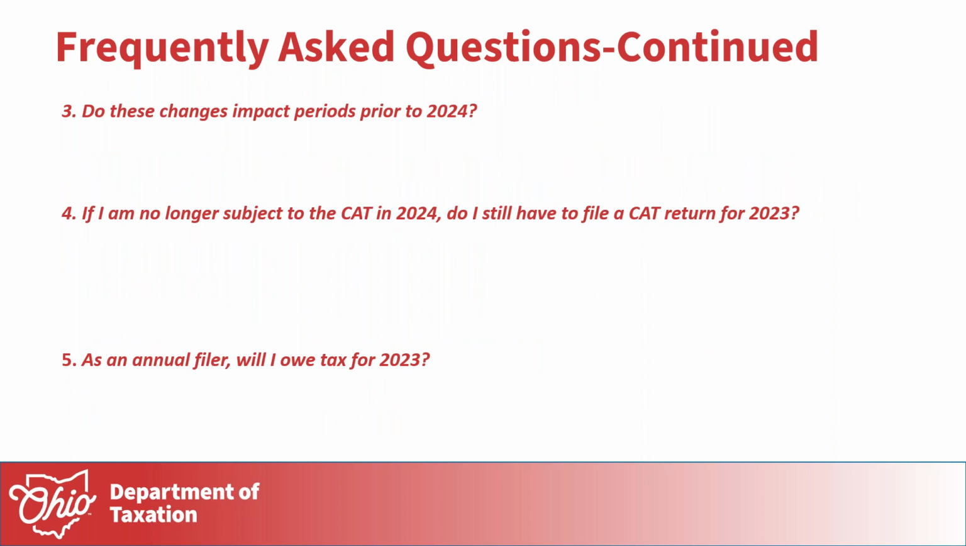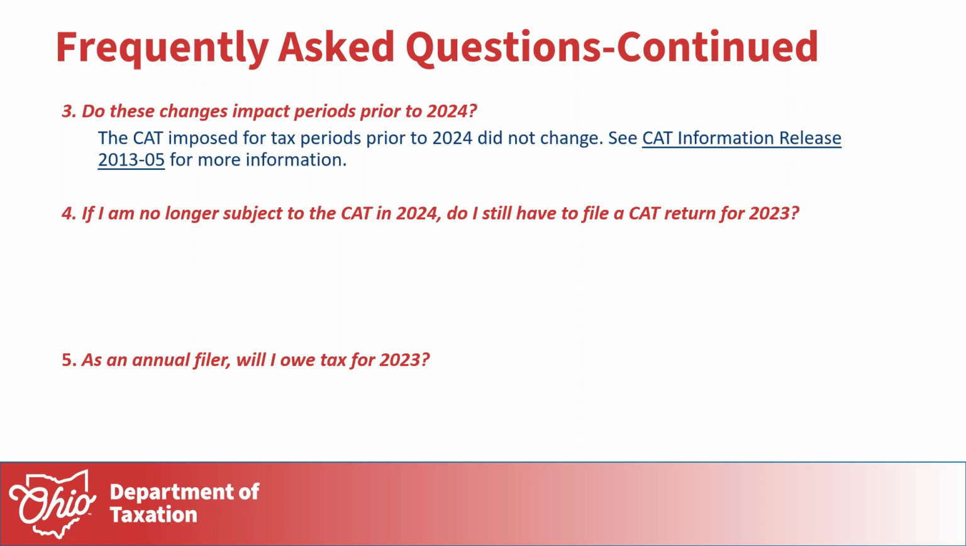Question number 3, do these changes impact periods prior to 2024? We do have an information release on this subject. It explains the tiered structure associated with the commercial activity tax and how the AMT, or annual minimum tax, is based on the prior calendar year's taxable gross receipts. The AMT will still be applied to periods prior to 2024, so nothing has changed with the prior years.